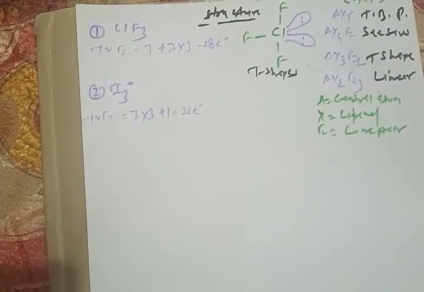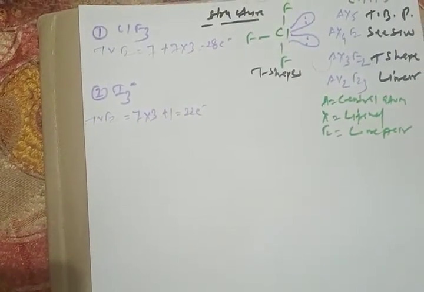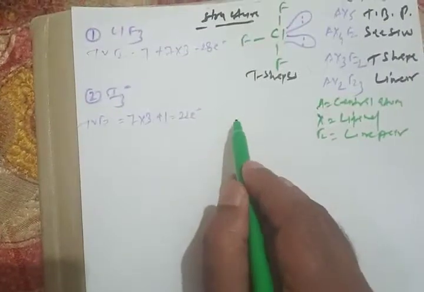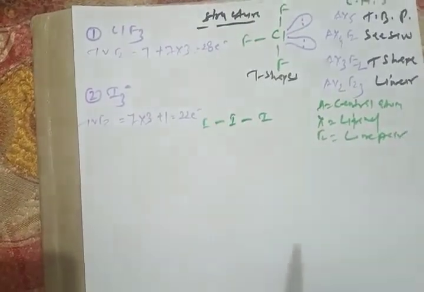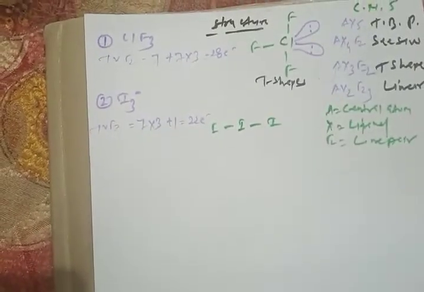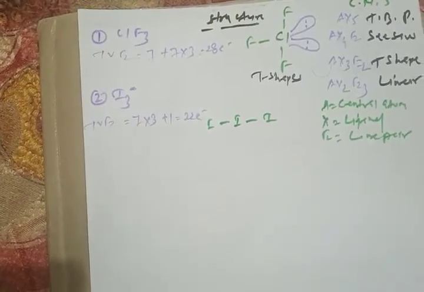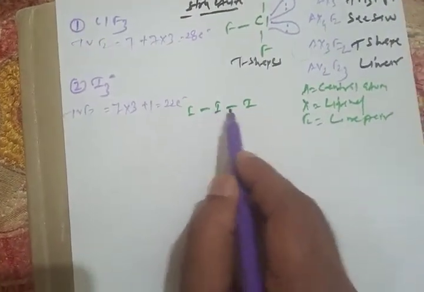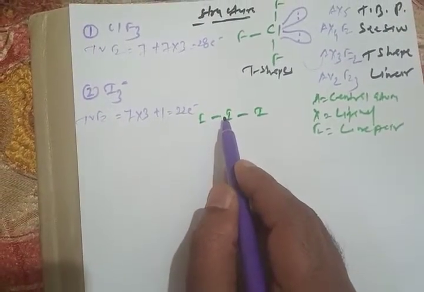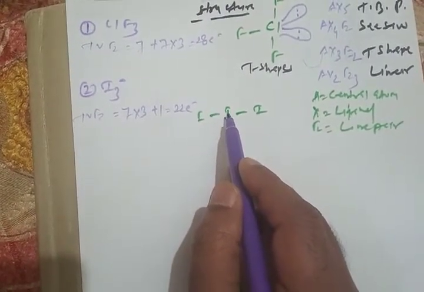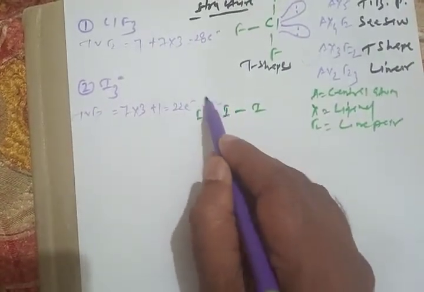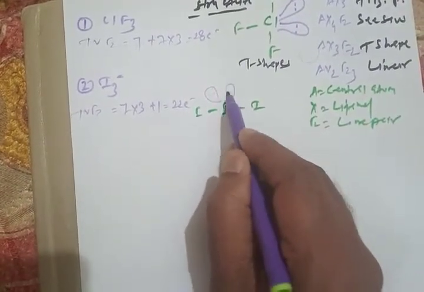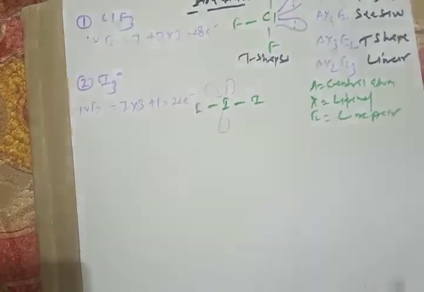So we'll draw the structure of the 22 electron species. I is the central atom, then another I, and then another I. Then again we have two. This is completed with the two, so we required five more. One, two, so we required five more. So one lone pair, then another lone pair, and this is another lone pair.